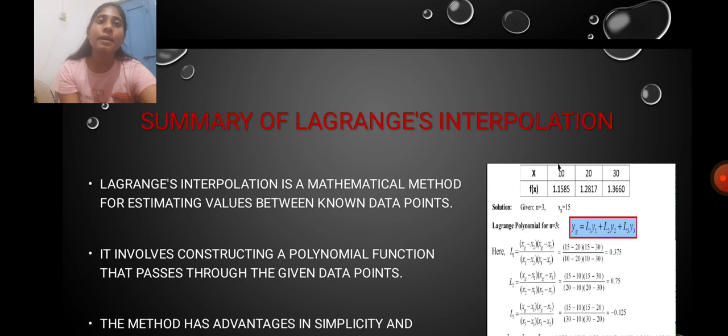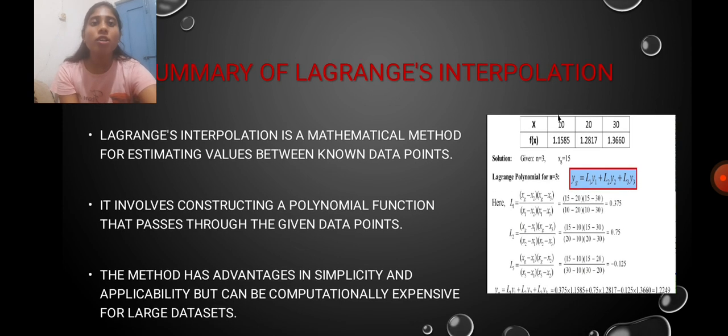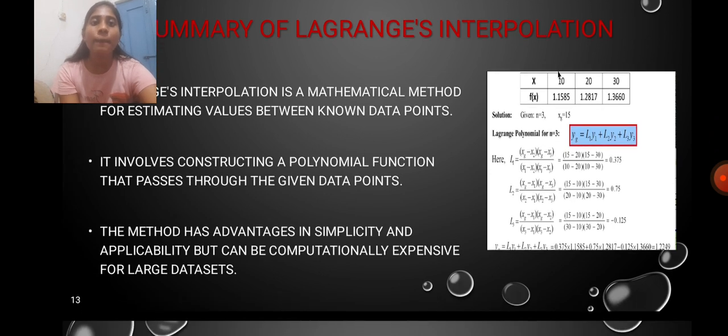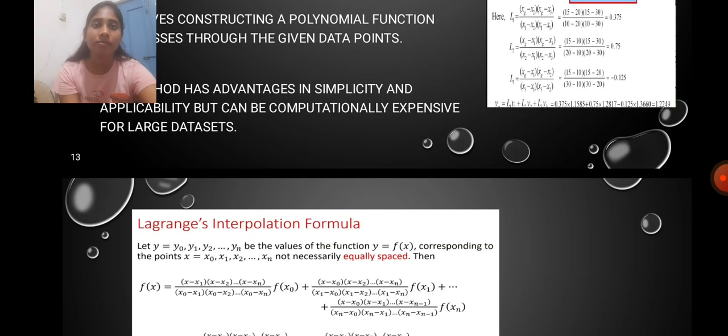At last, the summary of Lagrange's interpolation. Lagrange's interpolation is a mathematical method for estimating values between known data points. It involves construction of a polynomial function that passes through the given data points. The method has advantages in simplicity and applicability but can be computationally expensive for large data sets.